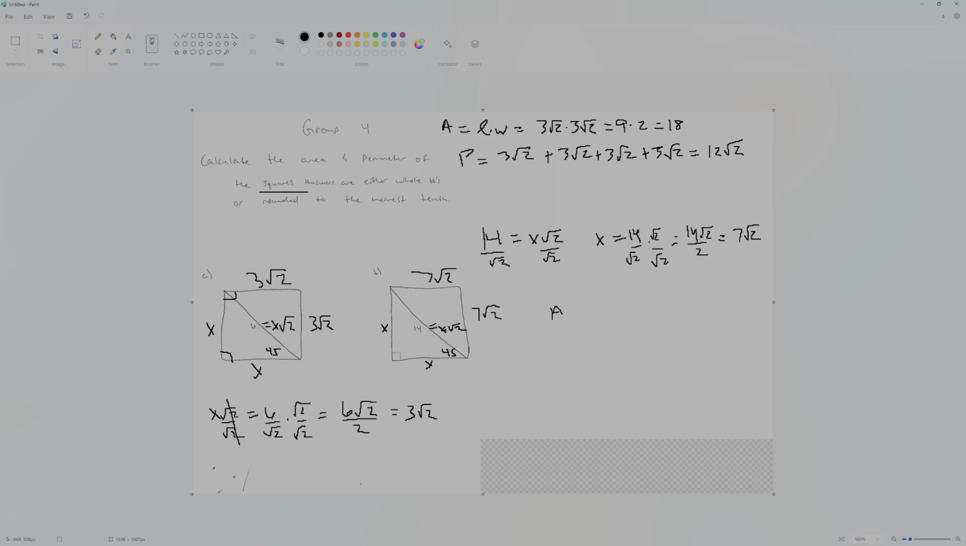Okay. So area equals length times width. 7 times 7 is 49. Root 2 times root 2 is 2. So 49 times 2 is 98. Perimeter is when you add all the sides together. So 7 plus 7 plus 7 plus 7 would give you 28 root 2.